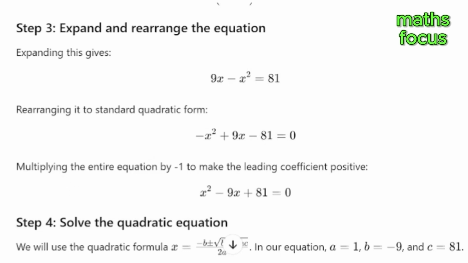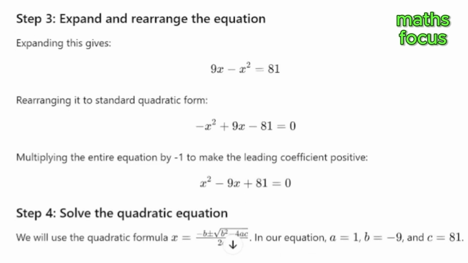Then we want to multiply the entire equation by minus 1 to make the leading coefficient positive. This x squared is the leading coefficient. That is, we have x squared minus 9x plus 81 is equal to 0, because if you multiply by minus 1 times minus x squared, it will give you x squared. Minus 1 multiplied by 9x will give you minus 9x, and then minus 1 multiplied by minus 81 will give you plus 81.